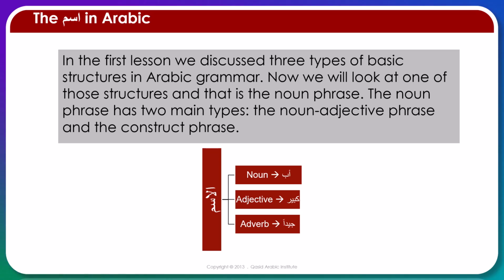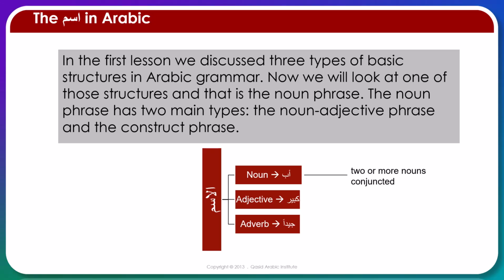So here we have al-ism, or the noun, and notice that in Arabic, the ism has three different types. We have the noun, which we normally think of as ism, but we also have the adjective and the adverb. An example of a noun is ab, which means father. An example of an adjective, a description word, is kabir, or big. And an example of an adverb is jayidan, or well.